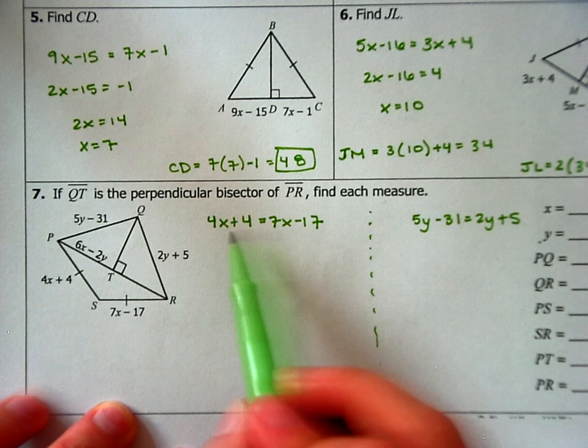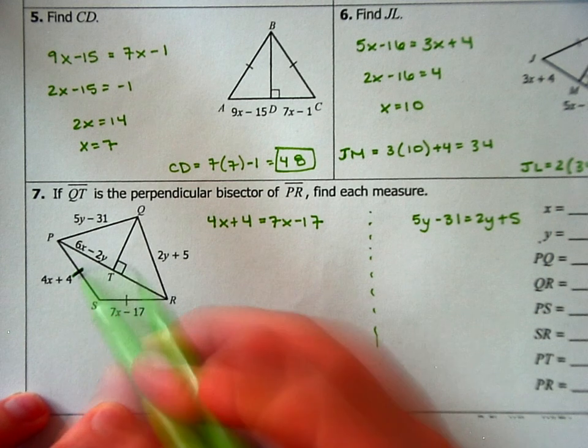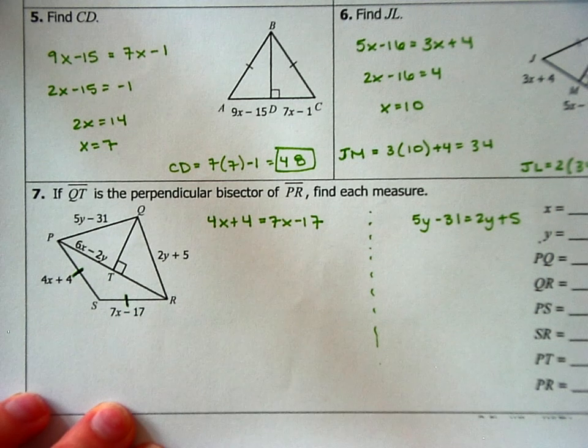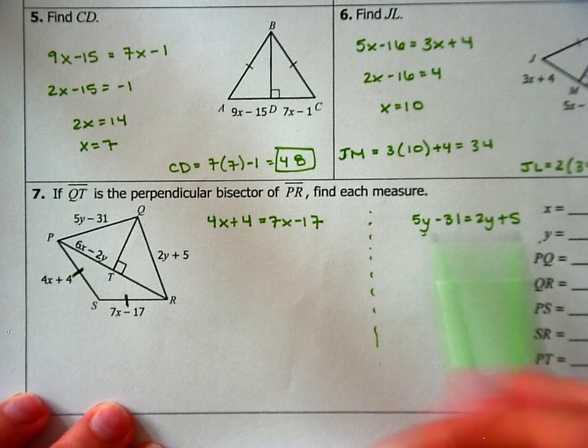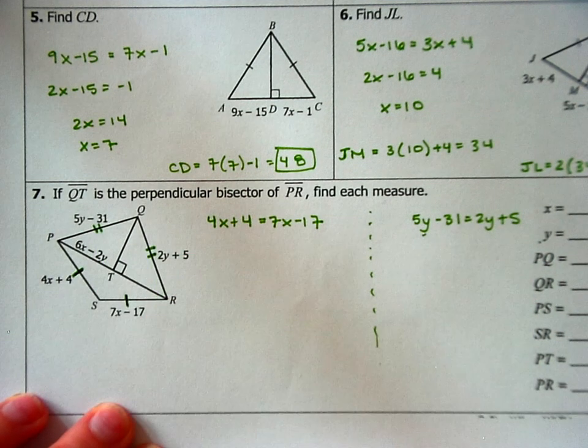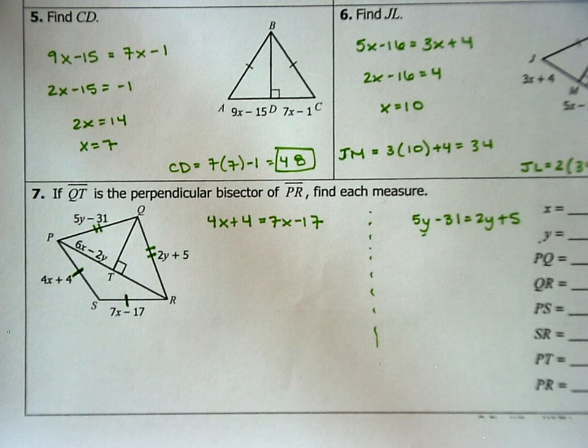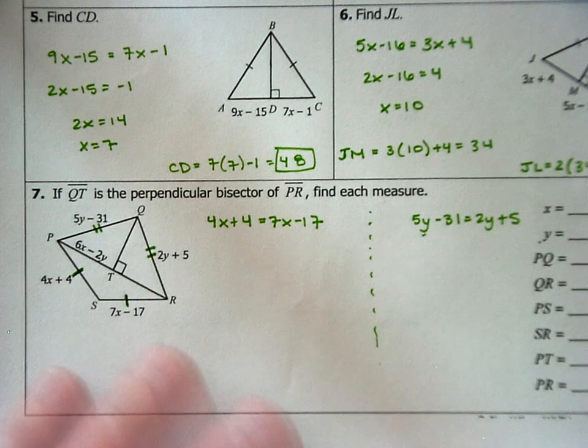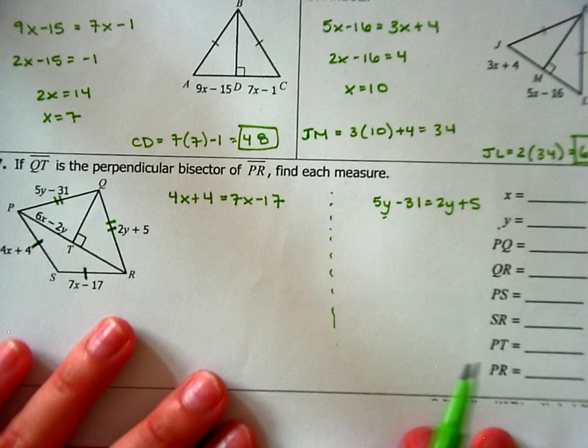This equation comes from saying that this side is congruent to this side. That was already given to us. And then this equation comes from saying that this side is the same as this side. Okay? So what I want to do here is solve for x and y, and then we're going to use those values to find all of these lengths. So let's find x and y first.